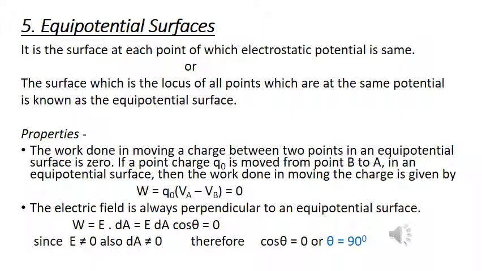The next property is the electric field is always perpendicular to an equipotential surface. We can prove this also as W is equal to E dot dA, or E dA cos theta. Here in this equation, as we know that E is not equal to 0, also dA is not equal to 0, therefore cos theta is equal to 0, and cos theta has value 0 for theta is equal to 90 degree, which proves the statement.